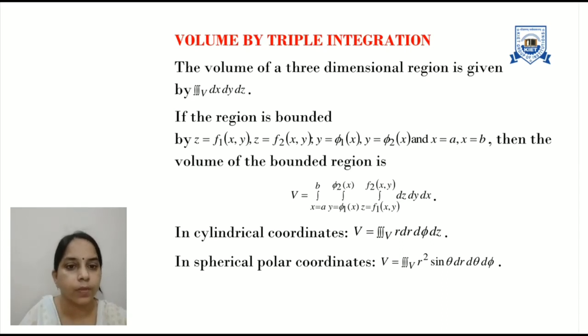In cylindrical coordinates we have volume equals triple integration r dr d phi dz, and in spherical polar coordinates we have volume as triple integration r square sin theta dr d theta d phi. In cylindrical and spherical polar coordinates we get these values from the change of variables concept.